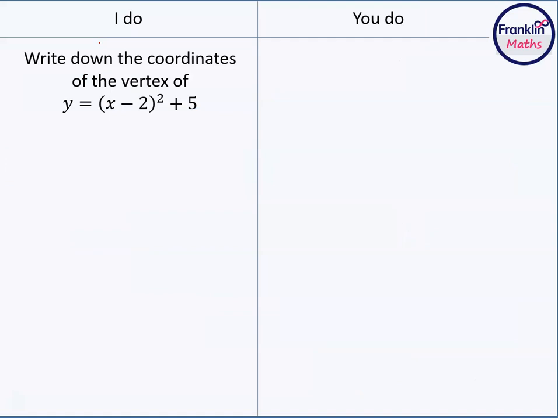As always, I'm going to do the one on the left. You guys can do the one on the right. I'm going to do the one on the left in complete silence. You don't need to write that down, you just need to watch. So it is literally that easy. All you do is take the opposite sign to what's in the brackets, which is 2, and the number on the end gives you the y value. That is literally it. Here's yours to do.